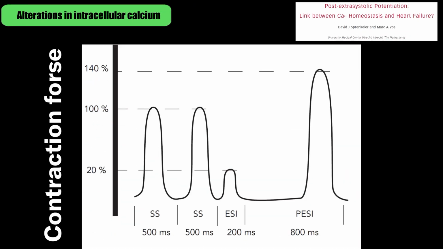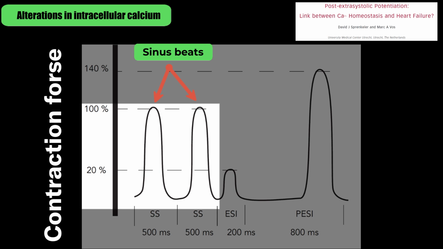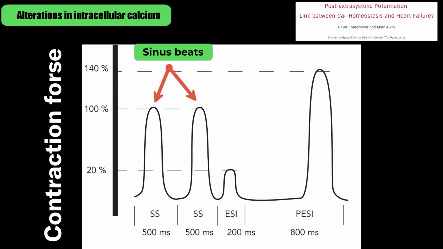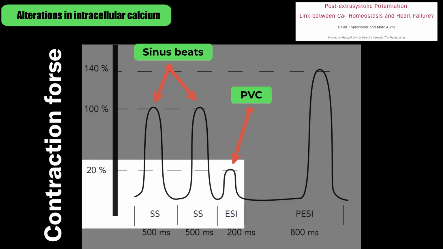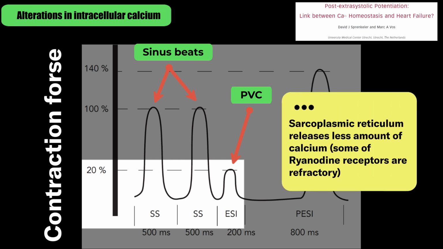Alteration in intracellular calcium. Look at the graph. During the regular sinus beats, contraction force is normal and equal to 100%. But when the premature ventricular contraction occurs, contraction force in this beat rapidly decreases to 20%, due to less calcium released from the sarcoplasmic reticulum because of the refractory period in parts of the ryanodine receptors.